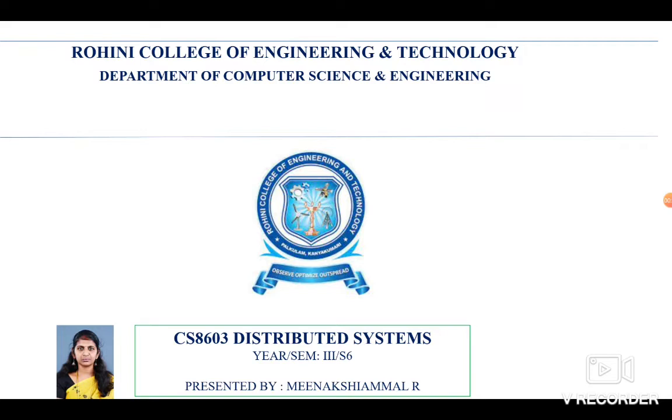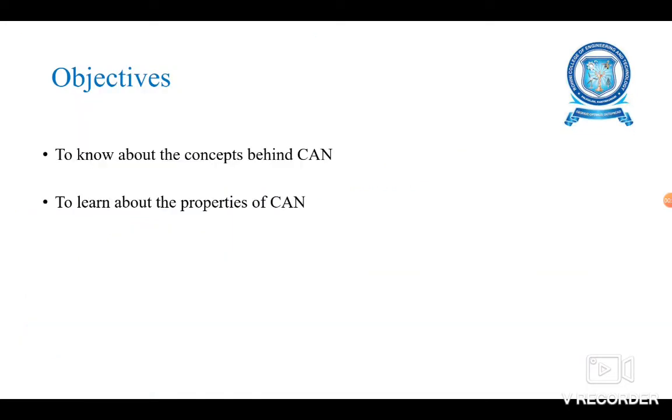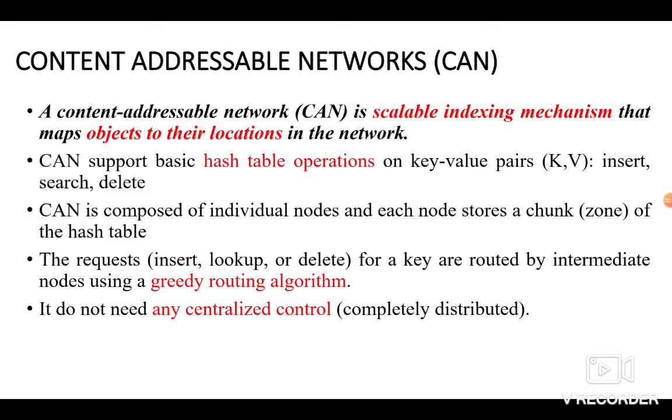And we are going to discuss the topics in the course CS8603 Distributed Systems. In the last class, we studied the Chord protocol. Today the topic is CAN, that is Content Addressable Network. The learning objectives are: we are going to learn about the concepts behind CAN, the properties of CAN, and the steps behind CAN.